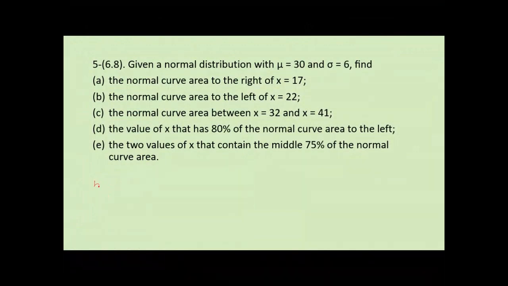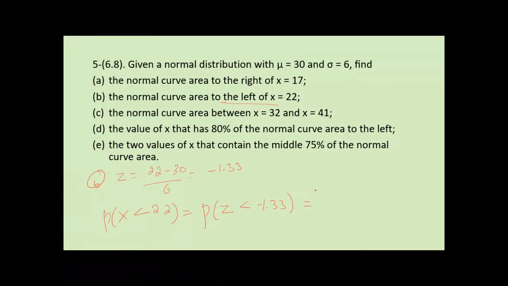B, what is x? X is given. So find z. Z is 22 minus 30 divided by 6. So we get z is negative 1.33. Now, for the normal curve area to the left of x, you will write probability of x less than 22, which is equivalent to probability of z less than negative 1.33. From the table, directly you can find the area 0.0918. Go to the negative value side, choose negative 1.3, and check the column of 0.03. We'll find this area.